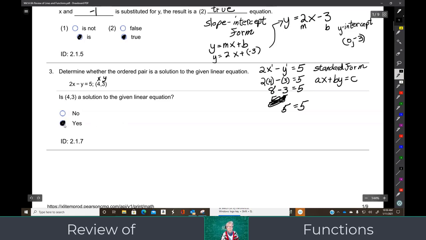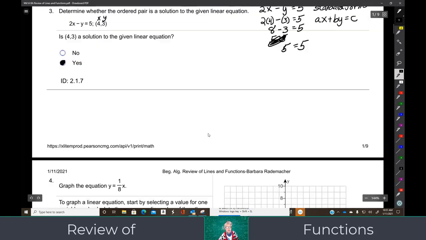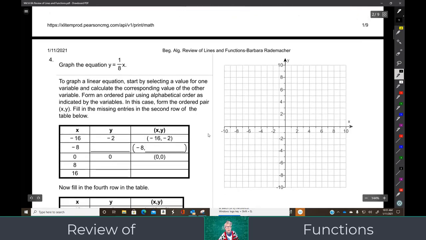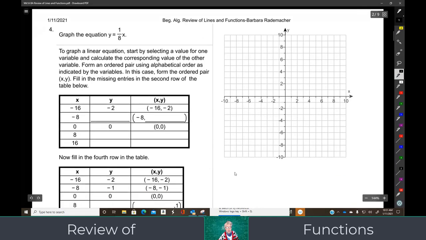If you're bored, I'm really sorry, but reviewing is necessary because not everybody remembers way back to beginning algebra. Some people have had a few years in between.